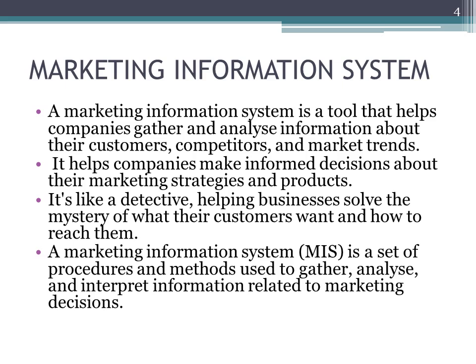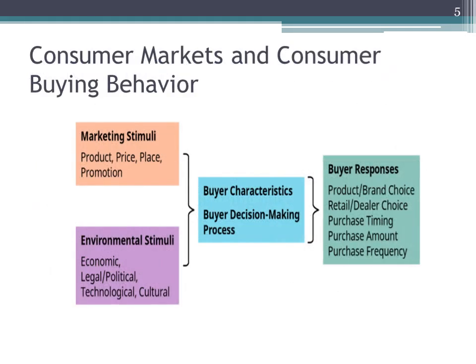A marketing information system is a set of procedures and methods used to gather, analyze, and interpret information related to marketing decisions. Markets and consumer buyer behavior: buyer characteristics and the buyer decision making process. Marketing stimuli are product, price, place, promotion. Environmental stimuli are economic, legal, political, technological, cultural. Buyer responses are product and brand choice, retailer and dealer choice, purchase timing, purchase amount, and purchase frequency.